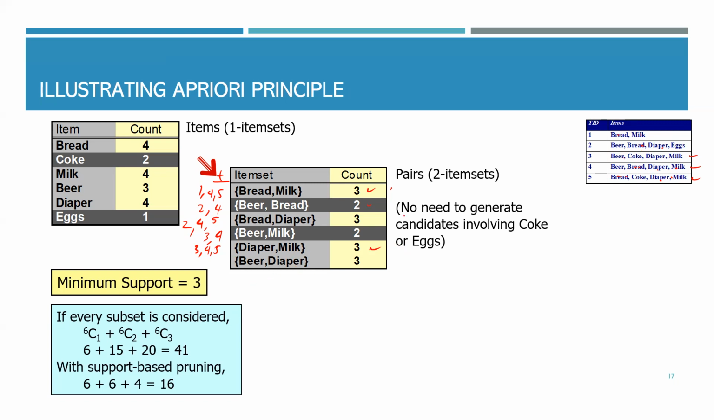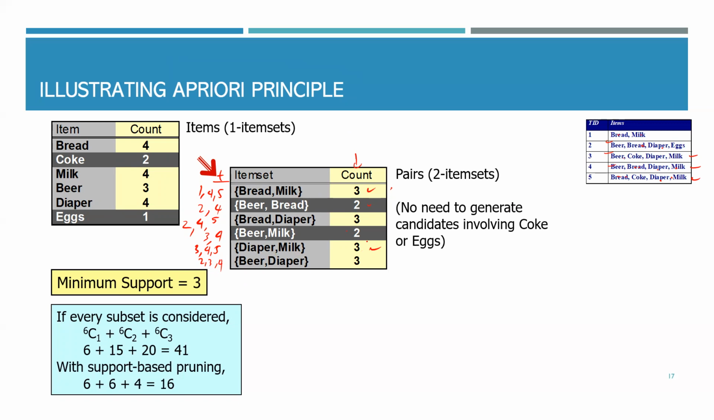Beer and diaper. Which one? This one. Transaction 2, 3, 4. Okay, so this is the support count for each item set: 3, 2, 3, 2, 3, 3.